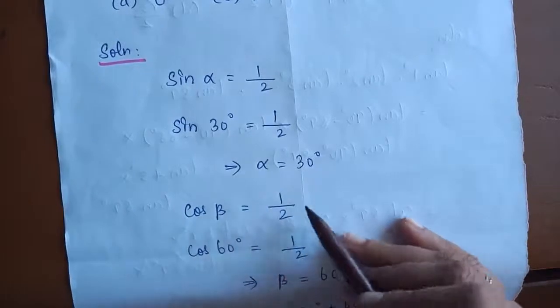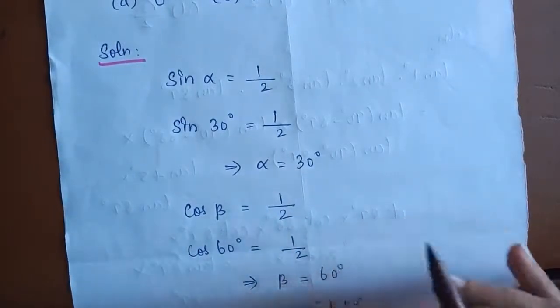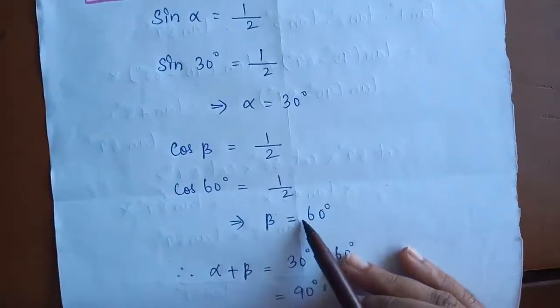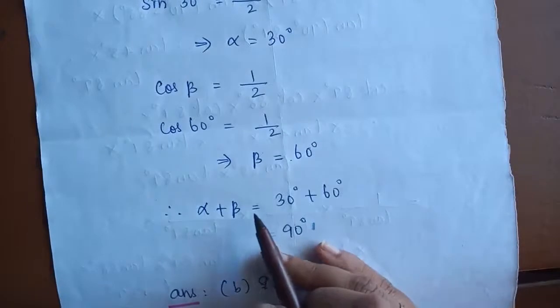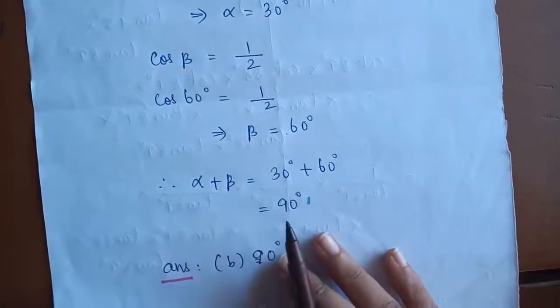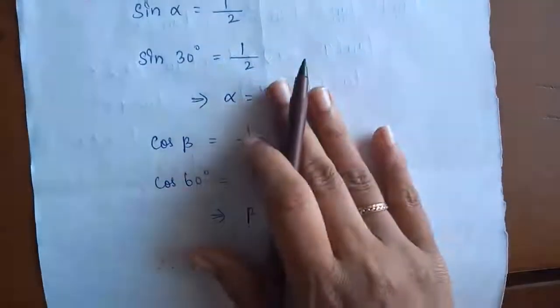Similarly, cos beta is equal to 1 by 2 is given in the question. So cos 60 degree is 1 by 2. Comparing these two, you get the beta value is equal to 60 degree. So you have to find the value of alpha plus beta. Alpha plus beta is equal to 30 degree plus 60 degree, which is equal to 90 degree. So the correct option is option B, 90 degree.